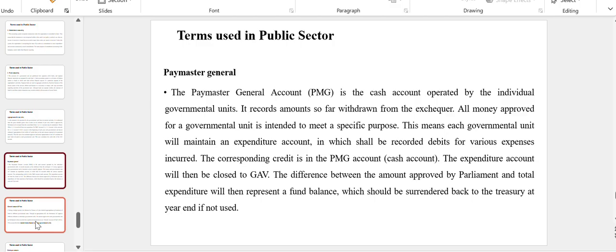So when you receive money from the national government, or when you receive money from the exchequer, which is an account in the consolidated fund, you debit that amount in the Paymaster General. When now you are spending or using this money, you credit the Paymaster General. So Paymaster General works just like a cash account. Are you together?